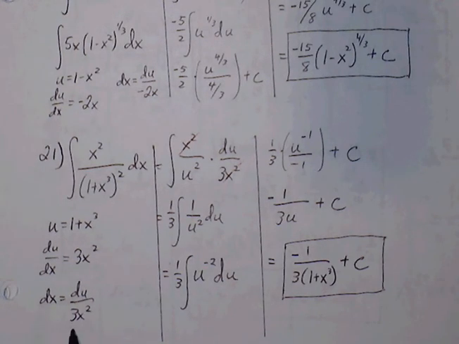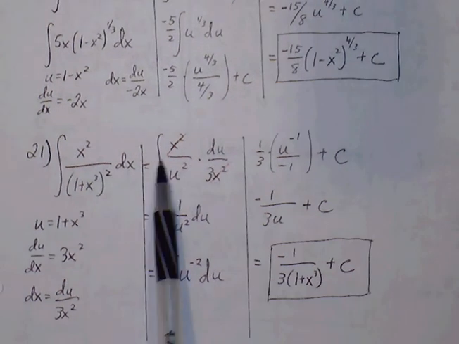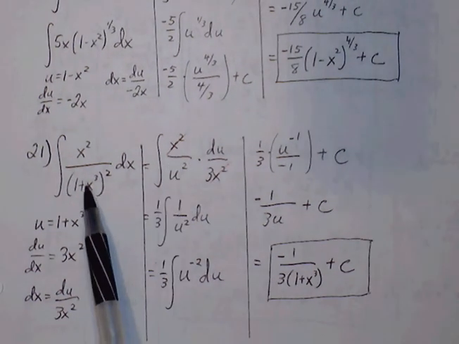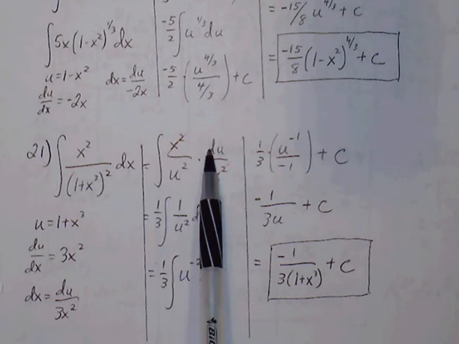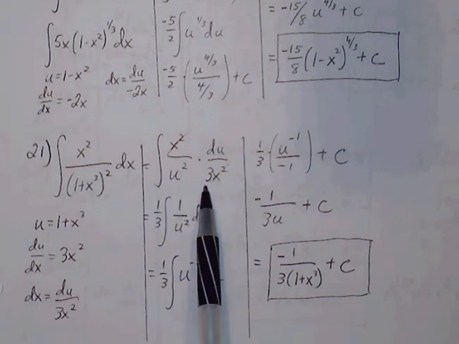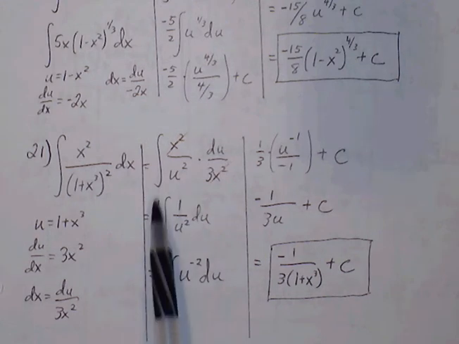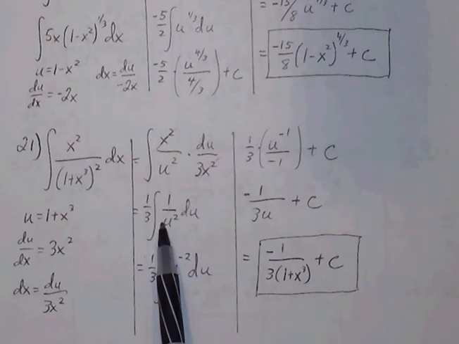We make our substitution, x squared stays. Parentheses gets replaced with u, so we have u squared. dx gets replaced with du over 3x squared. x squared cancels out. Pull the 1/3 out. So now we have 1/3 times the integral of 1 over u squared.